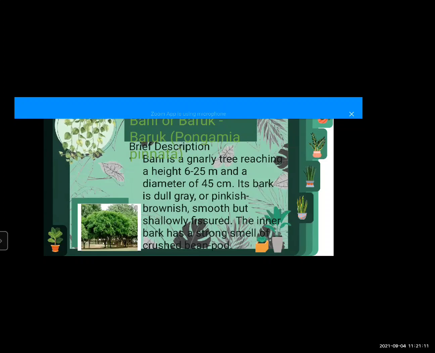Okay, a brief description. Ani is a medium-sized tree reaching a height of 6 to 25 meters and a diameter of 45 centimeters. Bark is dull gray or pinkish brownish, smooth but shallowly fissured. The inner bark has a strong smell of crushed bean pod.